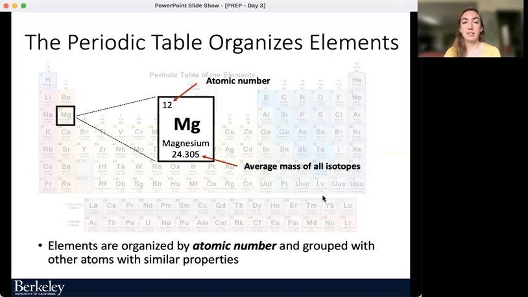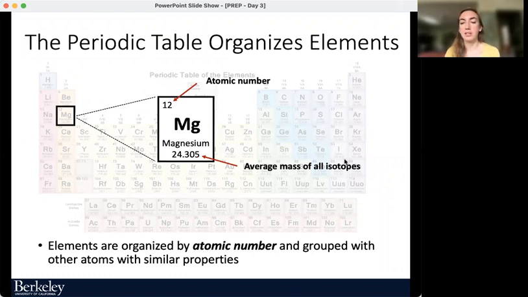So just as an example, magnesium here has an atomic number of 12. That means it has 12 protons. And then the average mass of all of the isotopes is 24.3. So a lot of magnesium isotopes will have 12 neutrons, but quite a few will have 13. And this is just the average of all of the isotopes by prevalence, by how frequently we find them in nature.